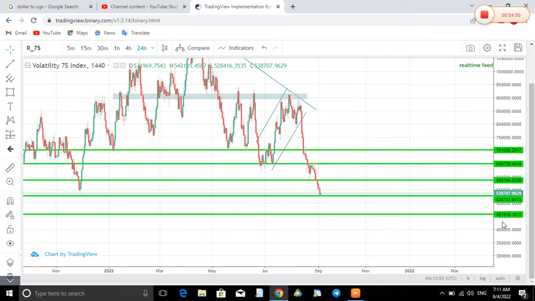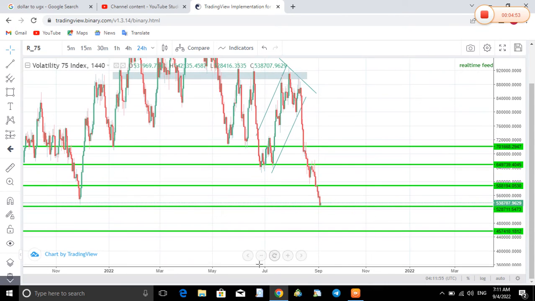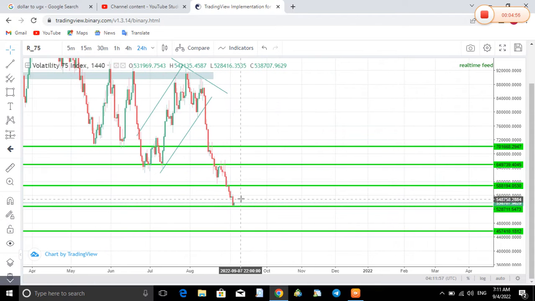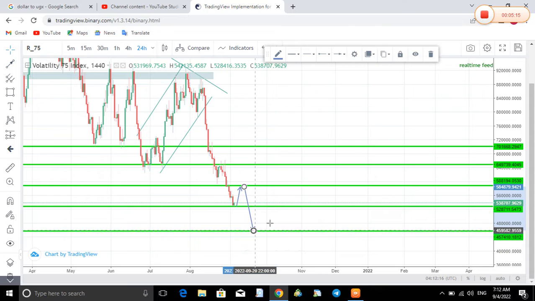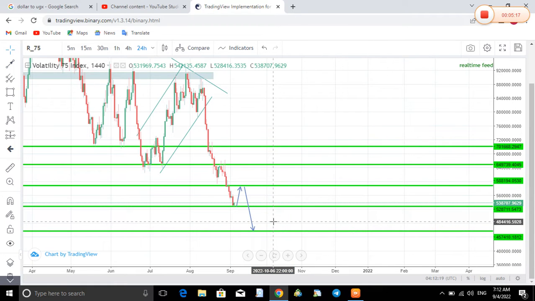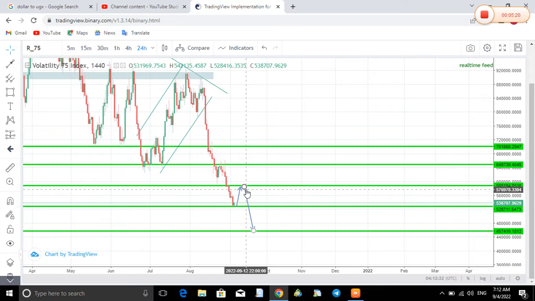So what does this mean? We expect the market to make a little bit of a pullback, maybe to this level, before continuing dropping in a downtrend to this level. That is our first priority. We consider the market making a little bit of a pullback, which will be a lower high, before the market makes a new lower low.